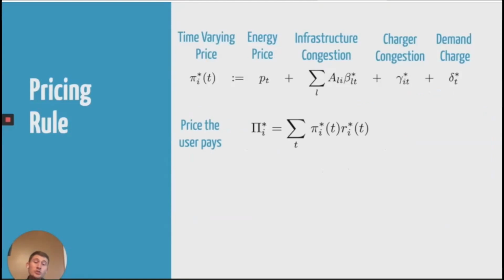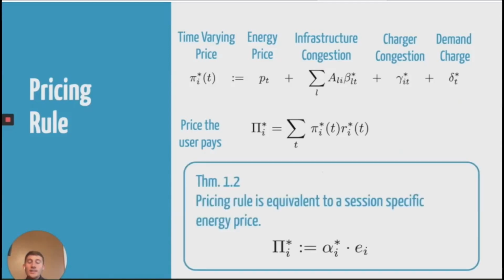So what the user is actually going to pay us now is the product of this price times their optimal charging rate at that time. And that gives us the price the user is actually going to pay for that session, capital Pi. Now, interestingly, we find that this price the user pays is actually equivalent to a session-specific price, not time varying, alpha, which if we remember is the marginal price of the energy constraint. And if we multiply that by the energy delivered to that vehicle, we actually get the same price. So what we can actually charge people is a session-specific price, not this time-varying session-specific price. So it simplifies the pricing rule for the user.